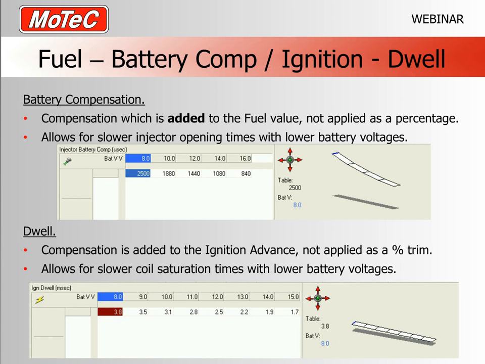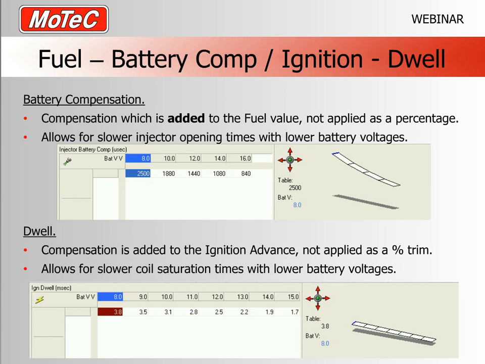And indeed, one of the other compensations we have is battery compensation. Now, this is a slightly different version of a compensation because it's applied to the fuel pulse width, but rather than being a percentage trim, it's an additive trim, and that means that the value is added to the fuel value. Battery compensation, or battery comp, is another setting that we use to adjust for injectors.